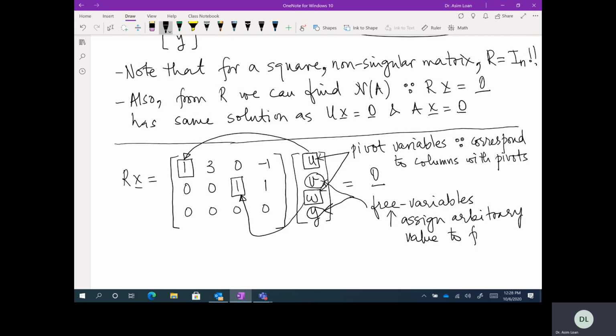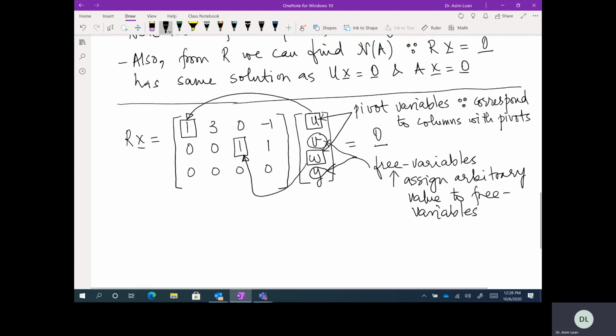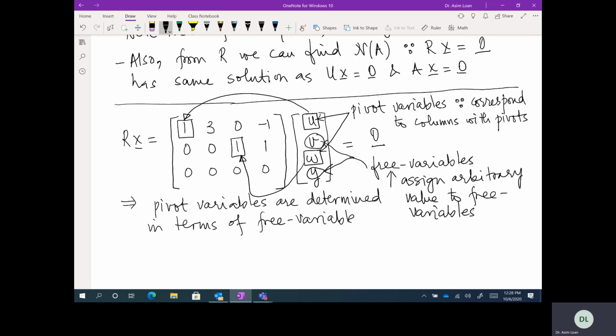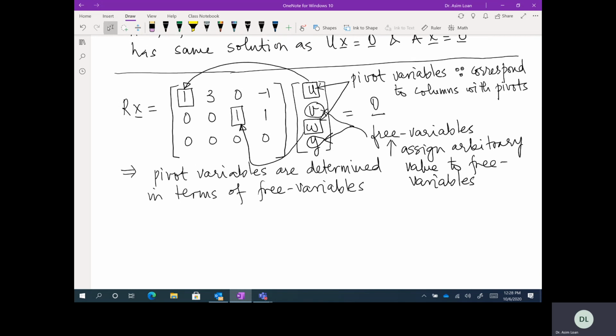to free variables. And obviously, if we can assign arbitrary values to free variables, this implies the pivot variables are determined in terms of free variables. So let's see, and then I'm going to tell you how to write directly.